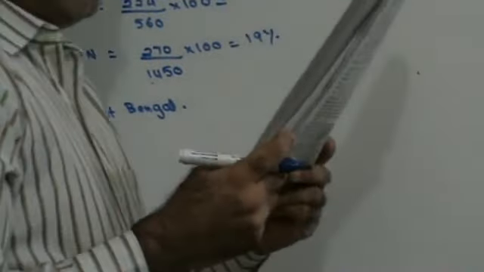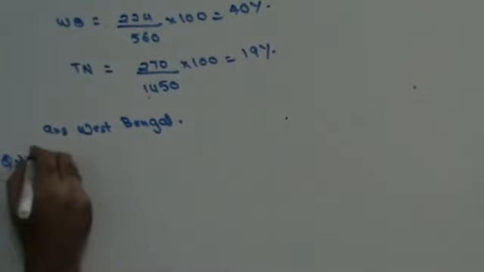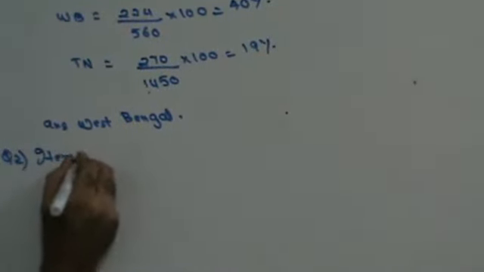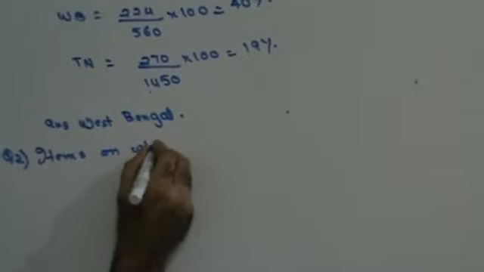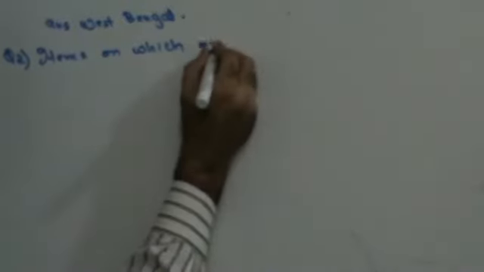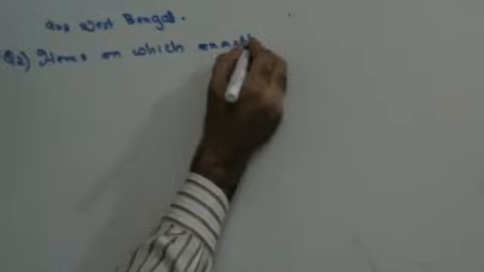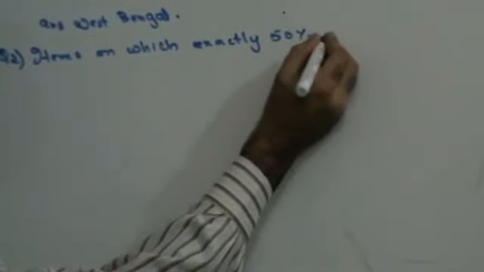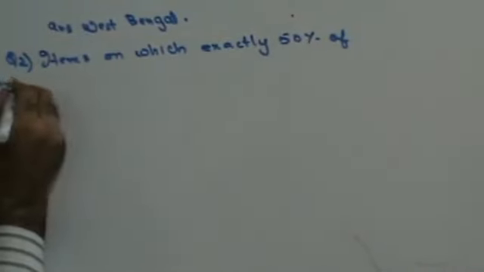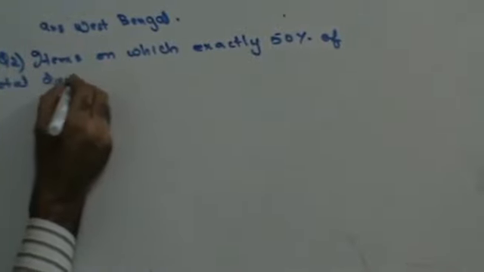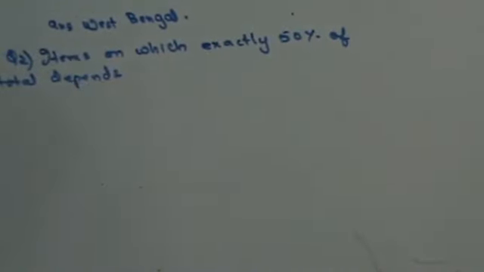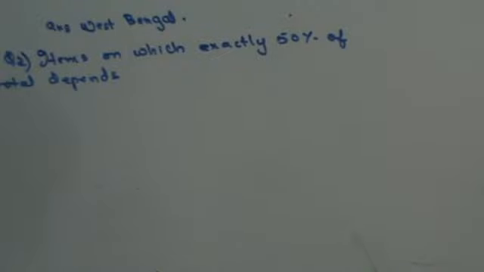Next, question 2. The items on which exactly 50% of total depends for two states.